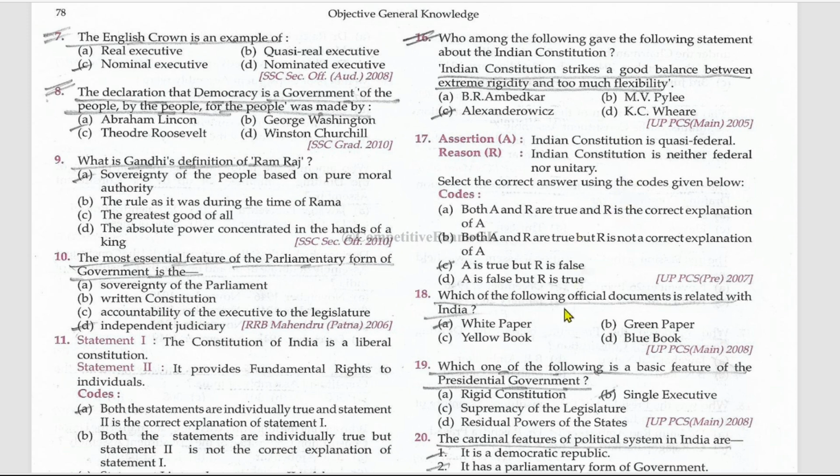Which of the following official documents is related with India? White paper. What is white paper? Mention it in the comments. Which one of the following is a basic feature of the presidential government? Single executive.